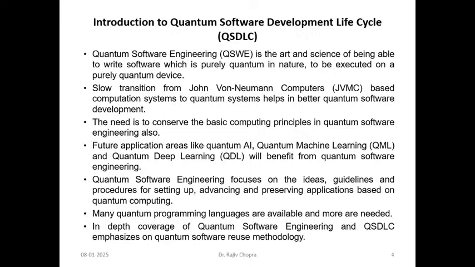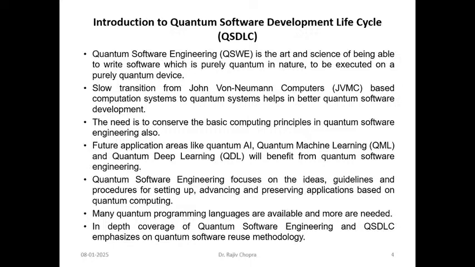The art and science of being able to write software which is purely quantum in nature, to be executed on a purely quantum device, that is quantum software engineering. You have to write software which is purely quantum in nature, keeping in mind the superposition state psi, we have to write the programs now. What we have observed is that there is a slow transition from John von Neumann computer-based computation systems to quantum systems. This helps in better quantum software development.